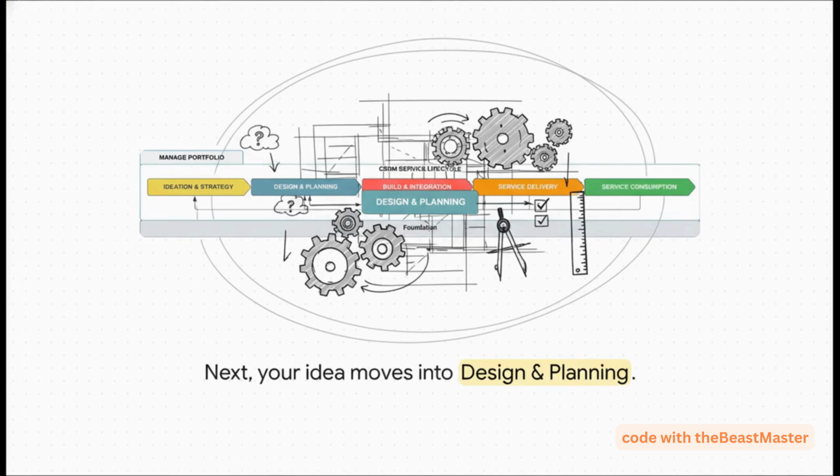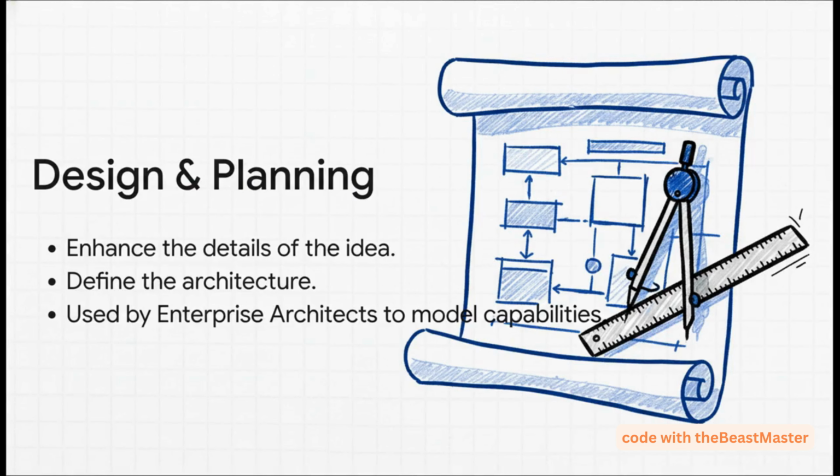So once an idea gets that green light, it moves on to the next stage, design and planning. This is where the concept starts to feel real. Your enterprise architects jump in. They start modeling the business capabilities and the applications.